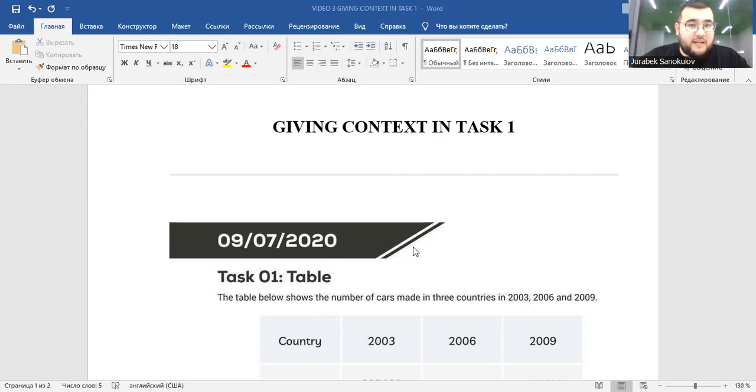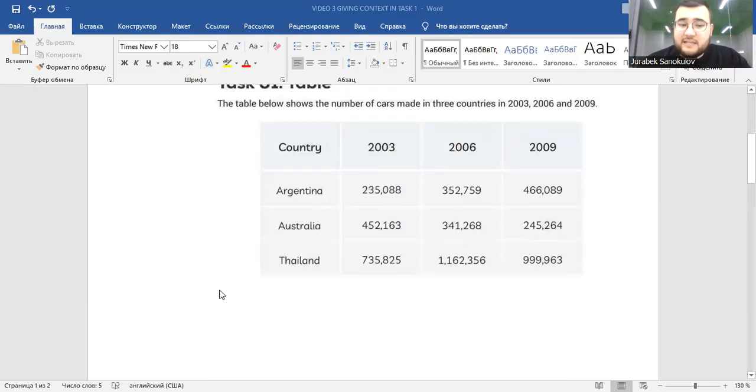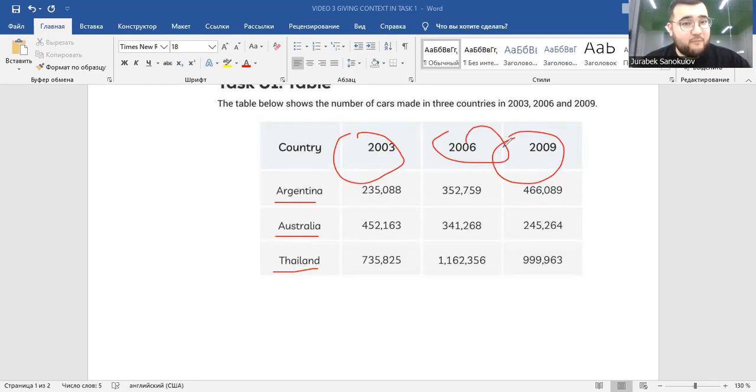So we'll learn how to provide context, how to give context in task 1 when you're describing changes, when you're comparing numbers in general, right? So a mistake that I often see in students' reports is this. So let's look at this table. The table shows the number of cars made in 3 countries in XYZ years, right? So what students do is that they see the countries, the categories, let's just say, and they see the years, and they do identify the type as well. And they do identify the changes as well.